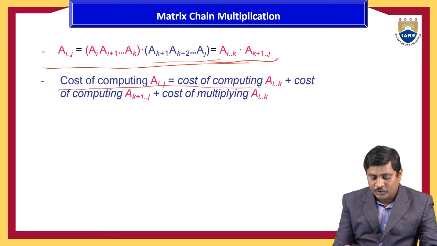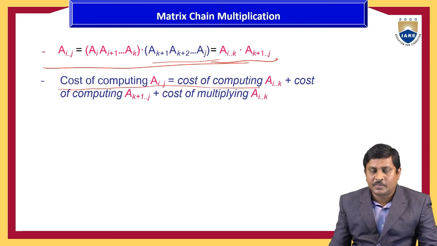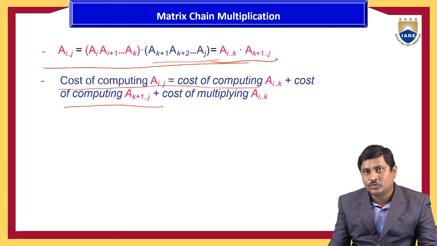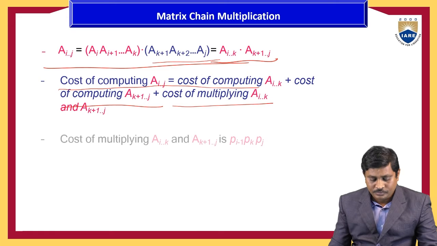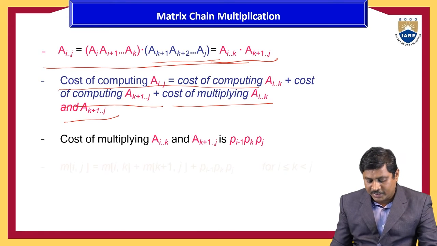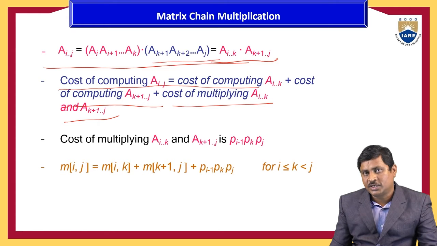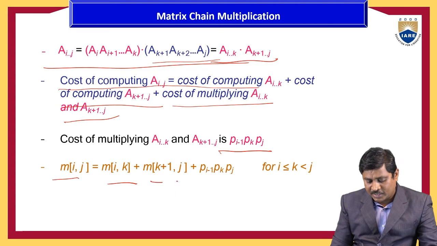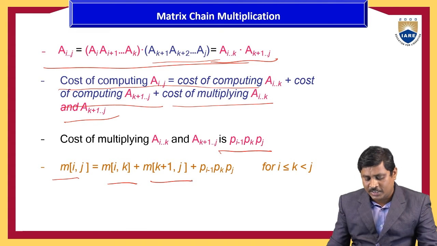So cost of computing Ai..j equals cost of computing Ai..k plus cost of computing Ak+1..j plus cost of multiplying Ai..k and Ak+1..j. Cost of multiplying Ai..k and Ak+1..j is p(i-1) into pk into pj. So m[i,j] equals m[i,k] plus m[k+1,j] plus p(i-1) into pk into pj for i ≤ k < j.